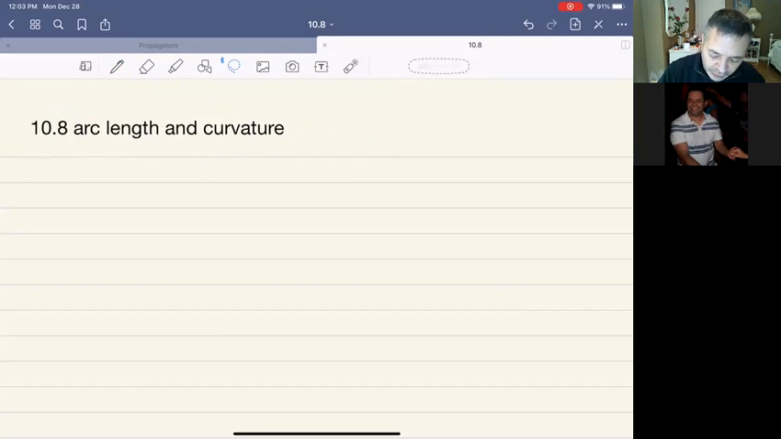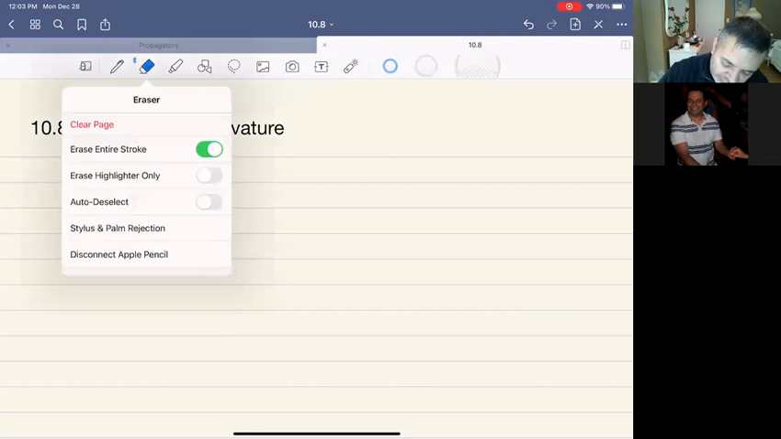Okay, so arc length and curvature. We already talked about some of the things we're going to talk about in another one of the videos, but let me just re-emphasize or rephrase it. So let's say we have a curve.